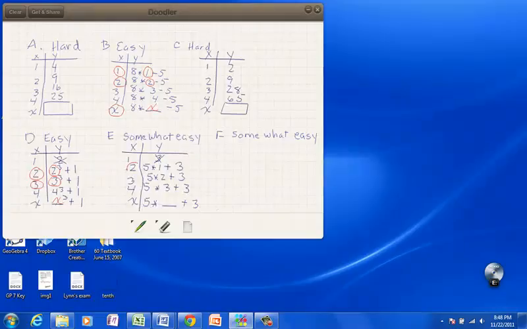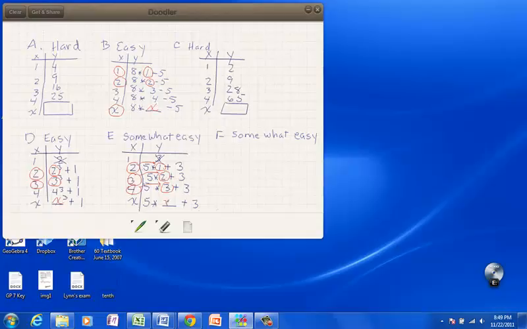So when x is a 2, this number over here is a 1. Notice that 2 and 1 don't match. 3, and this number is 2. 4, and this number is 3. So we have to think about what's happening to 2 to get to 1, 3 to get to 2, and hopefully you're seeing that each of these numbers over here is 1 less than the number over here.